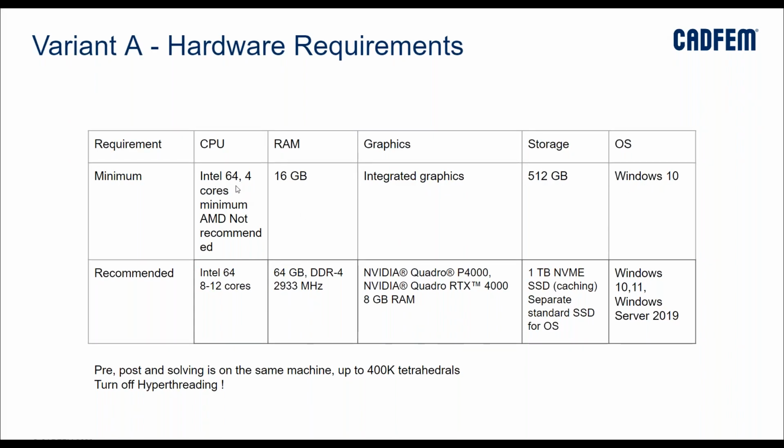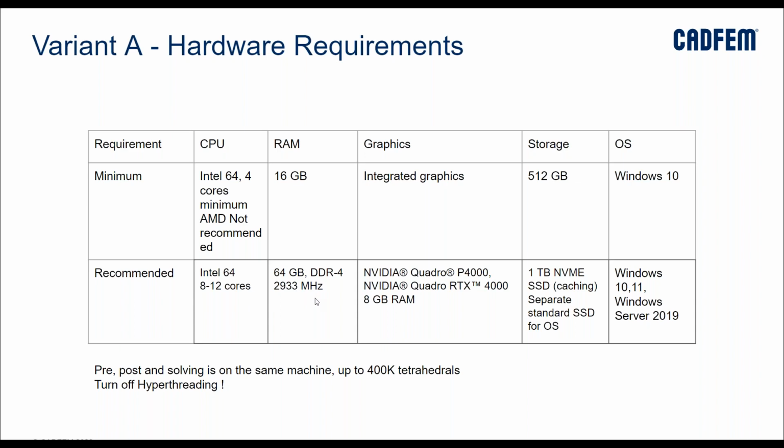Important to note that an Intel 64-bit processor, preferably an Intel Xeon, is recommended, and AMD is not recommended. I believe in 2022 R2 there is beta support for AMD, but we'd still advise you to avoid AMD for now at least. The recommended would be Intel 64 with 8 to 12 cores, and obviously you can always go higher if you want, and probably you should for HFSS. But this would be the minimum recommended, I suppose.